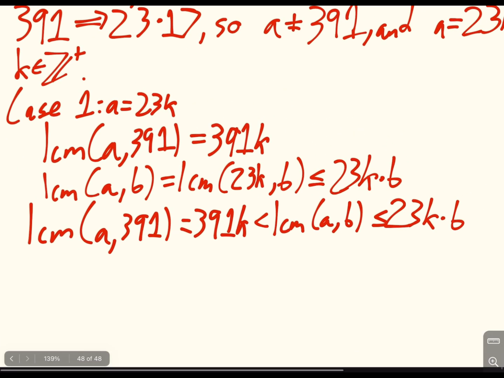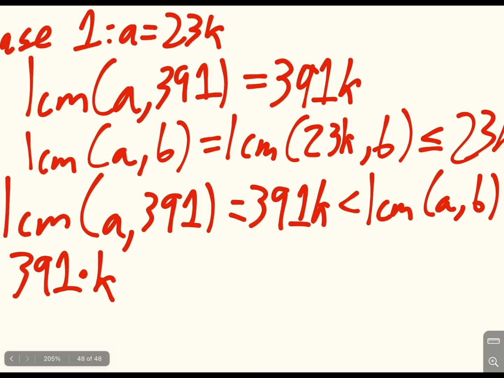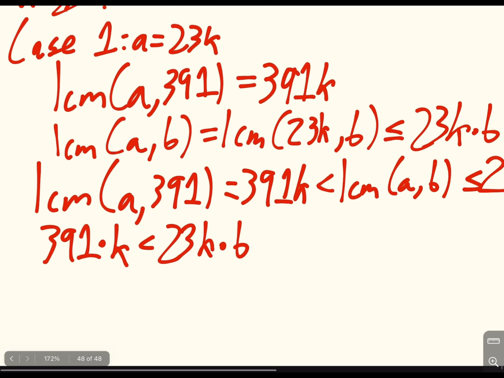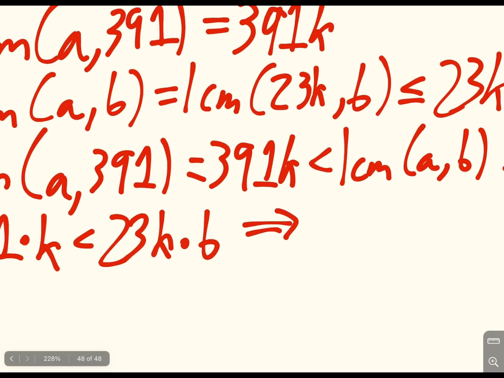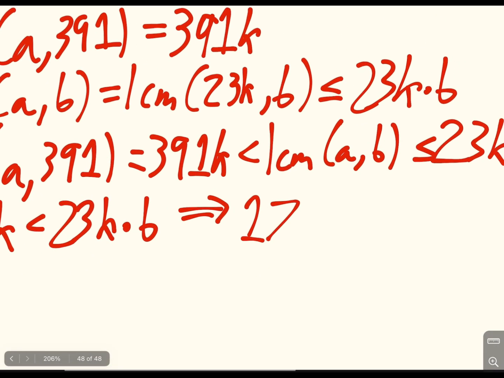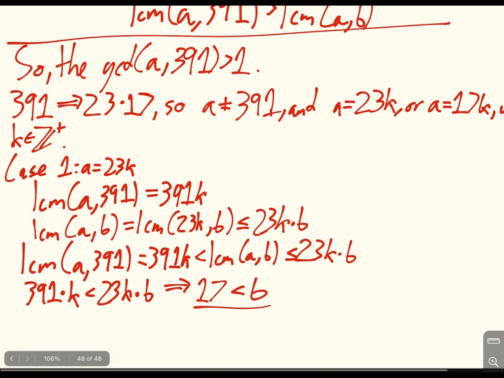So from here we just get that 391 times k is strictly less than 23k times b. And from here we can just cancel out 23 and k on both sides, just divide that, and we are left with 17 is less than b. So we have this as our first case, as our first bound.